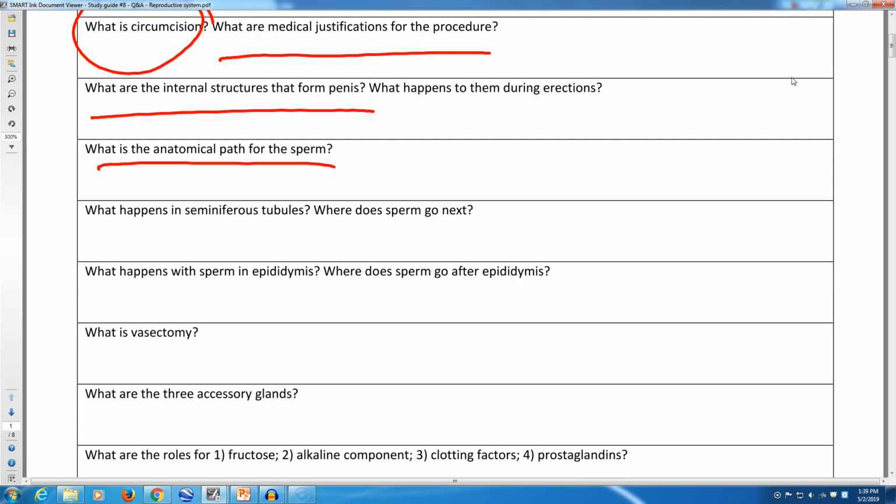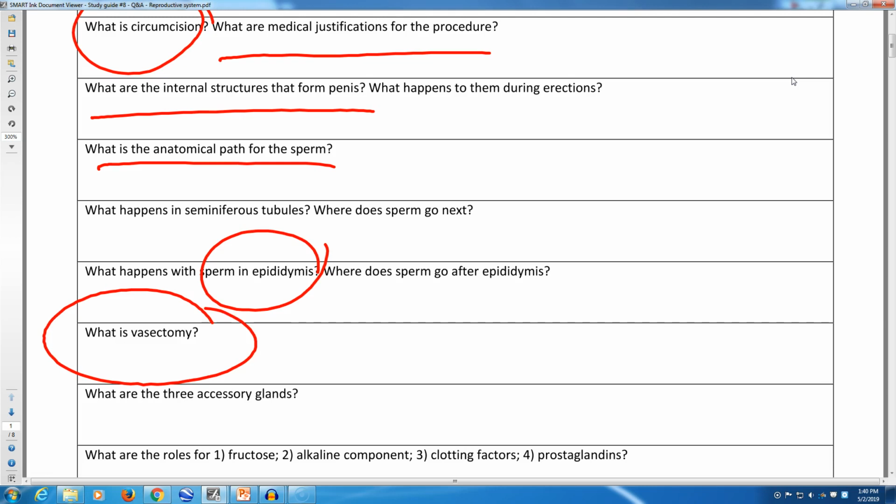Anatomical path for sperm. Seminiferous tubules, straight tubules, rete testis, epididymis, vas deferens, ejaculatory duct, urethra. In seminiferous tubules, sperm cells mature. Sperm goes into the straight tubules, rete testis, and then epididymis, where sperm cells mature completely. After epididymis, it goes into the vas deferens. If the vas deferens is ligated, that's vasectomy.